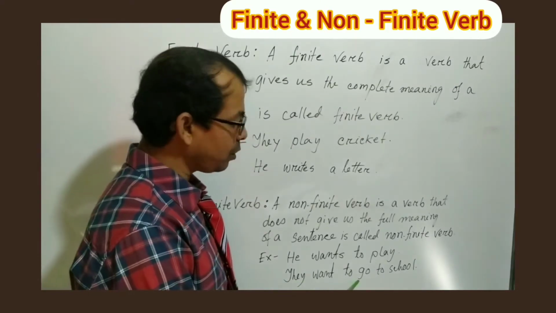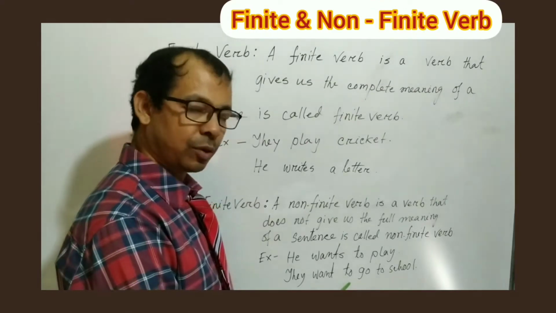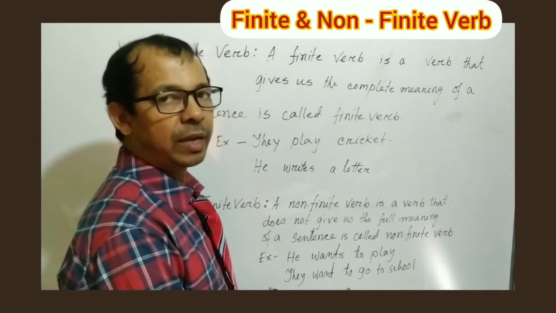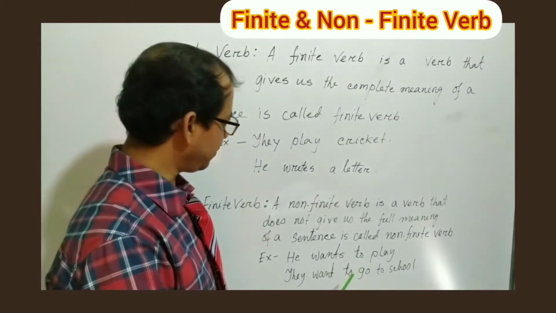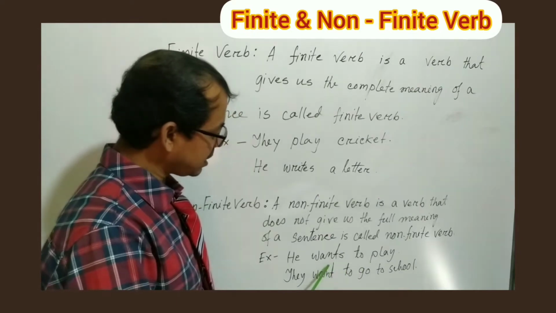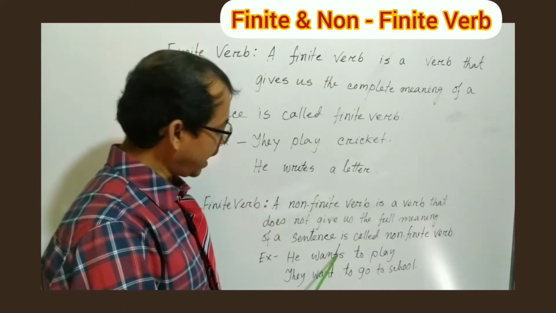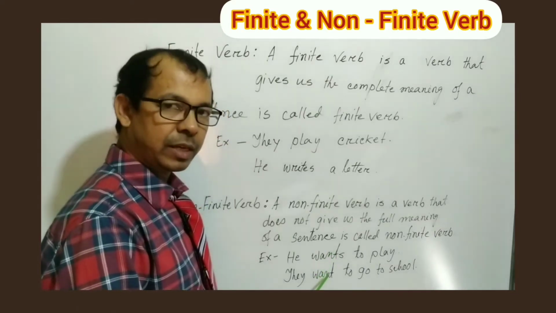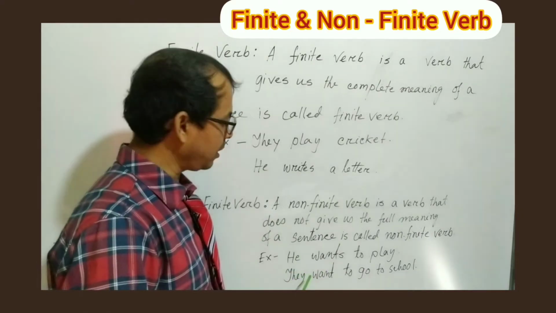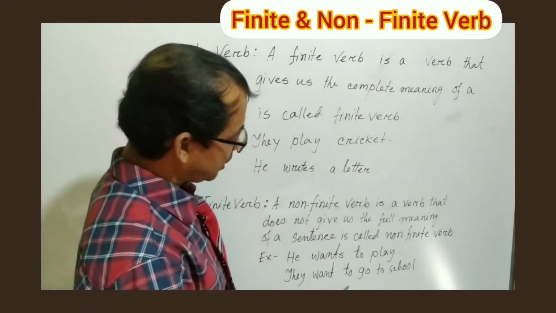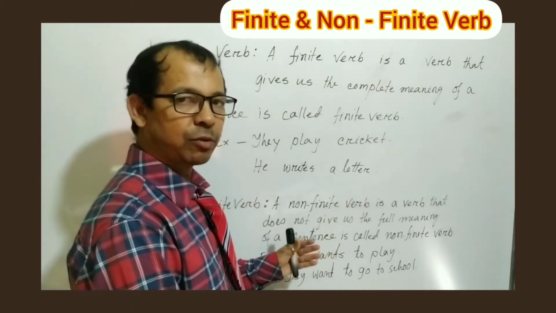They want to go to school. Here, to go is a non-finite verb. Here, to go is also not giving us the full meaning of the sentence. That's why these are non-finite verbs. But here you can see wants and want. These are finite verbs and they have changed their form according to the subject, okay? But here you can see to play, to go, they are not changing their form according to the subject.